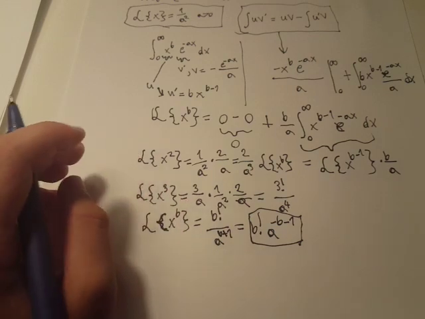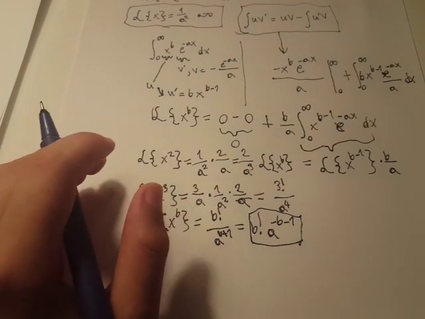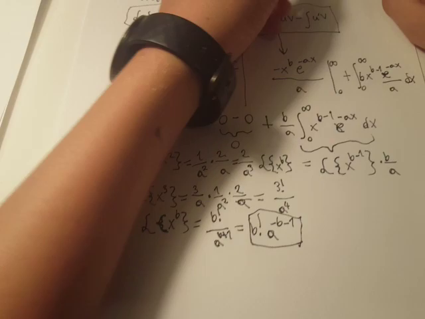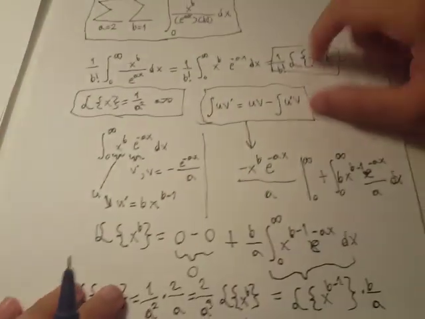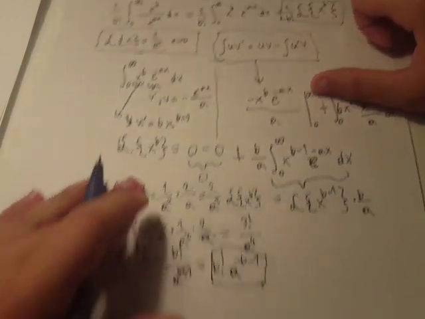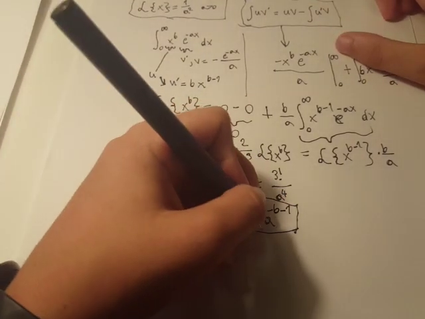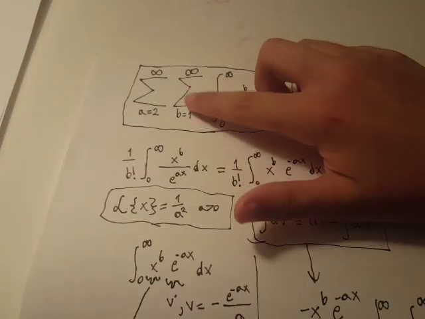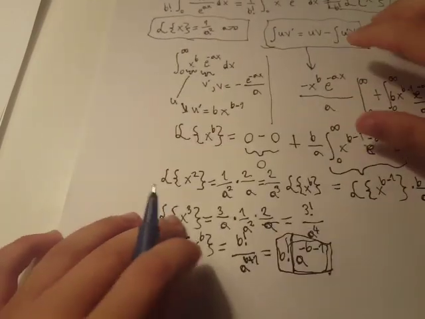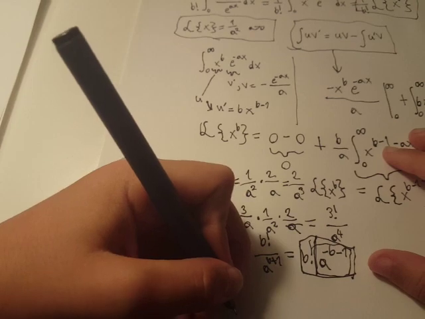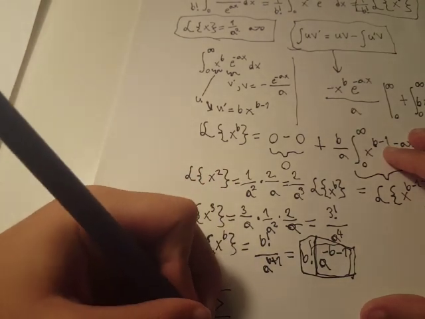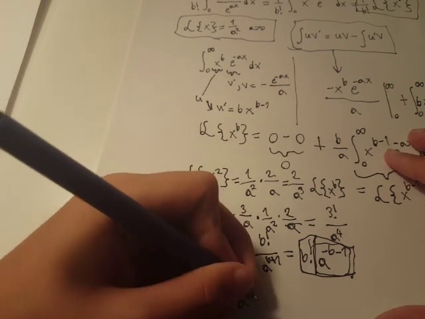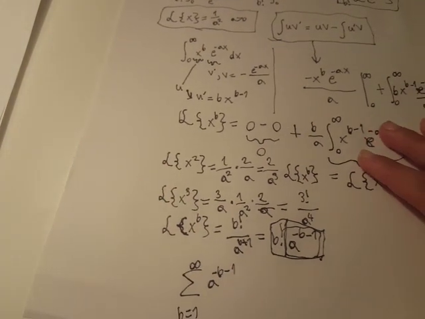So we found out what our integral is. Because it multiplies with 1 over b factorial, the b factorial here cancels and we're just left with this. So now we move on and we go to here. The sum b equals 1 to infinity of a to the negative b minus 1. This is what we have to find now.